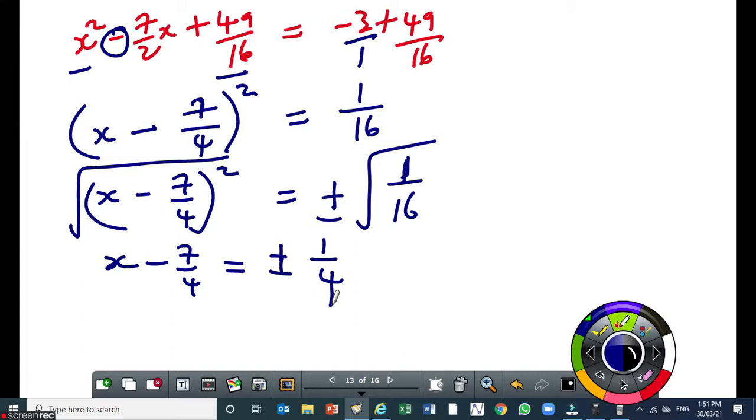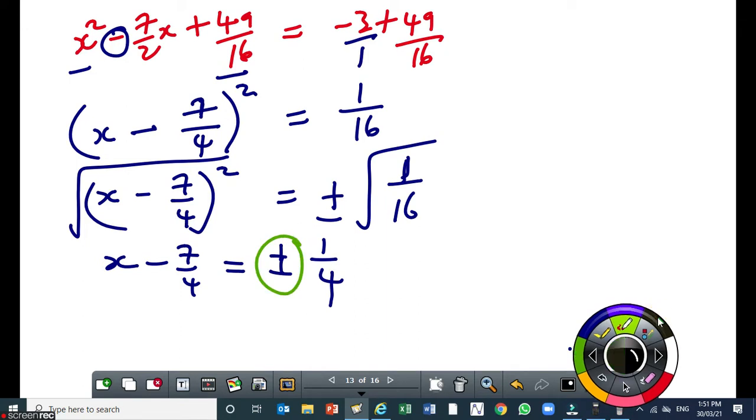Okay? Now, this plus or minus means you have got two answers for x. You don't have to get confused. This plus or minus is an indicator that you've got two solutions. Right? Then you take the minus 7 over 4 to the right, you get x equal to positive 7 over 4 plus or minus 1 over 4.